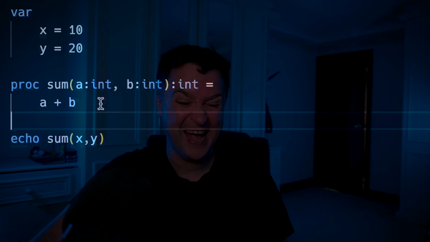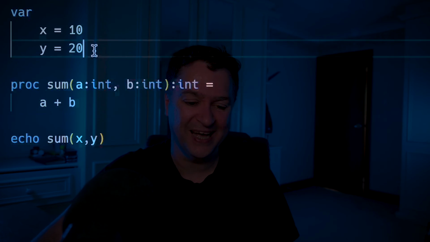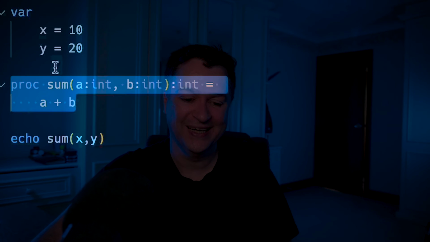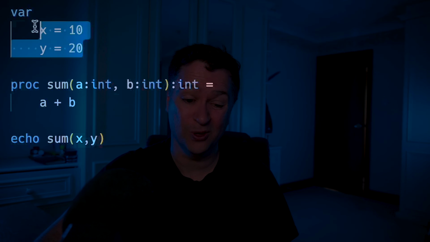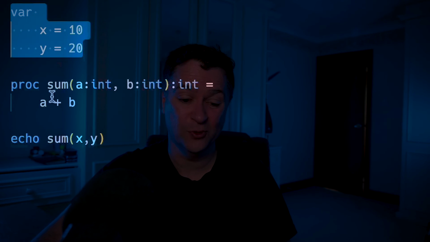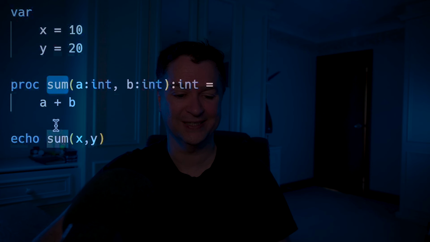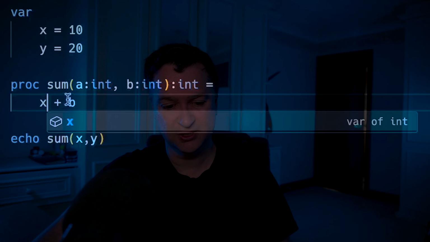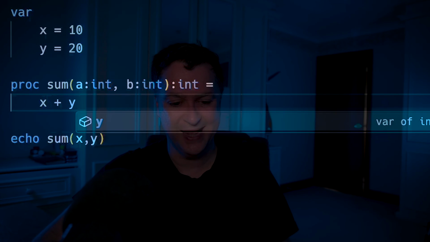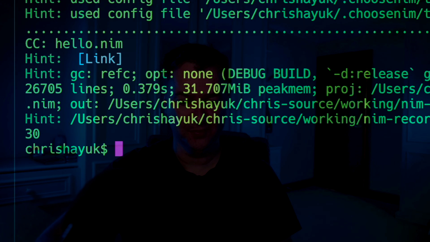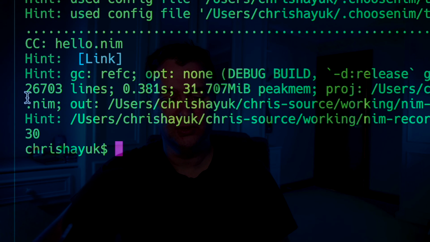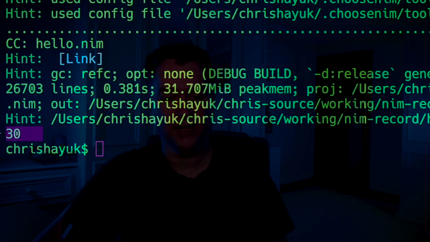But actually, technically, because this procedure lives in the same scope over here, these are global variables, and therefore there's nothing stopping someone accessing this. So if I wanted to, I could just do some x plus y, because these exist out here. And then if I run my code again, you can see it's going to come back with 30.